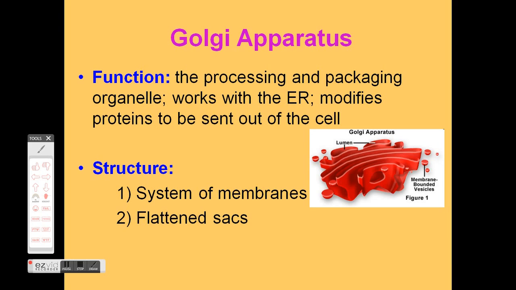So when the ER made those proteins and it's finally shipped down the line to the Golgi, this is the little guy that packages it up and ships it out to be sent throughout the cell or maybe even to another cell. It's actually similar to the ER. It is a system of membranes and flattened sacs. You can see there, flattened sacs actually make it look like that pancake.